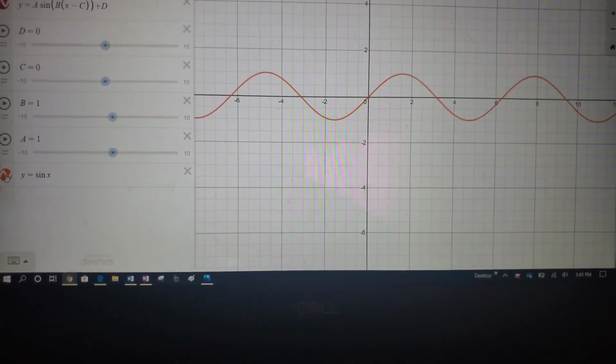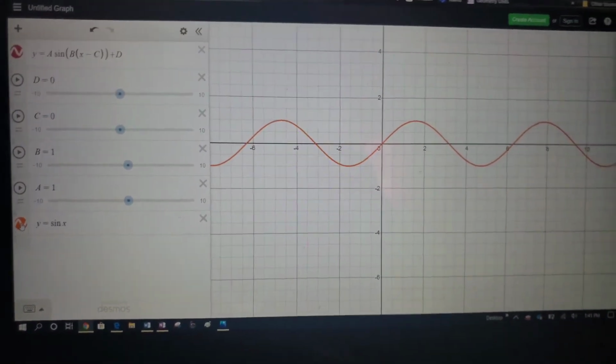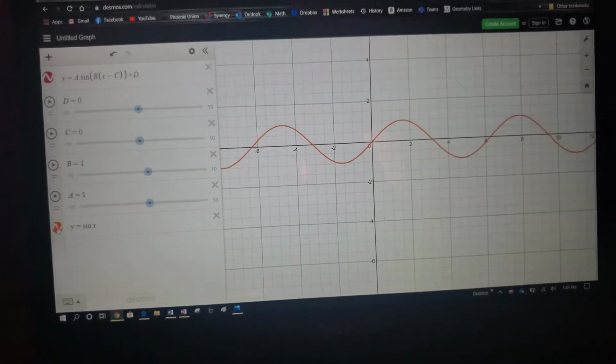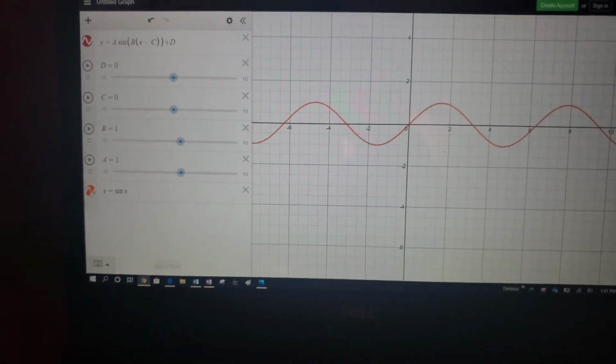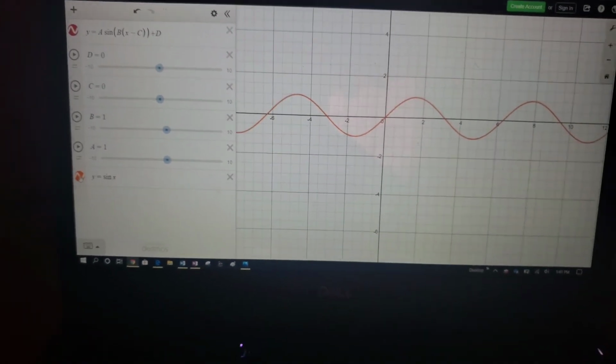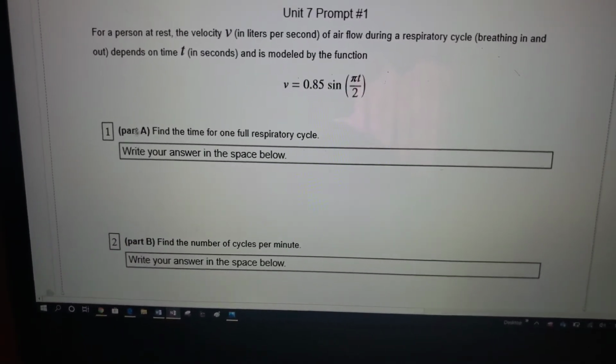Now, with that being said, we can finally go into the problems. The problems should now make more sense now that we have all of this knowledge and that we actually understand the meaning and the value of each of these letters. So let's open the problems. Here they are. Let's look at the first one.